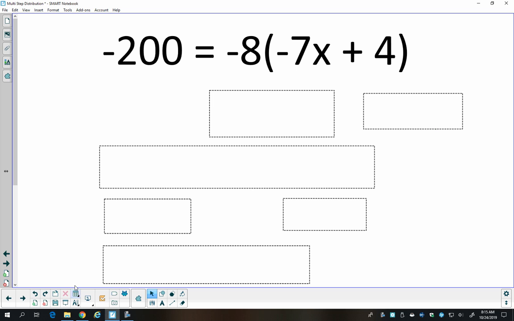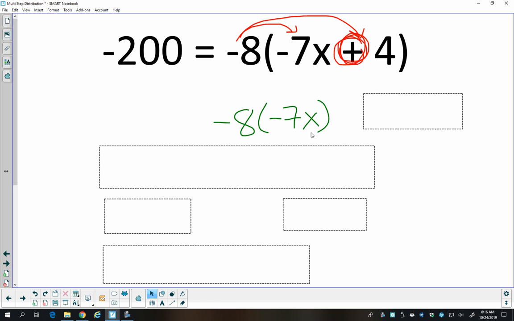So let's try another one. The only difference here is that my x and all my parentheses and all that is on the right side of the equal sign. No big deal. We do the same thing. So I want to multiply this -8 times -7x and times +4. Okay, again, +4 because there's a plus sign there that belongs to that 4.